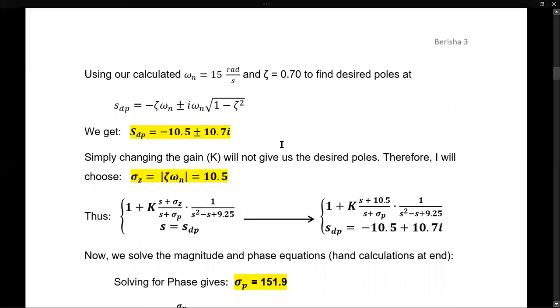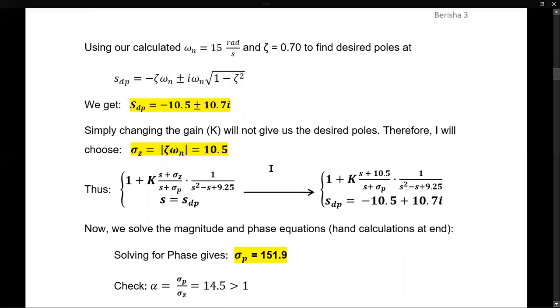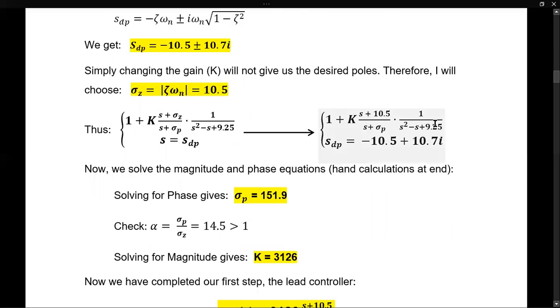If we just try changing the gain, then it won't give us those poles. So we will take the zero value of the lead compensator directly above or below the magnitude of the damping ratio times natural frequency, which is 10.5, and we substitute that into the equation for sigma_z here.